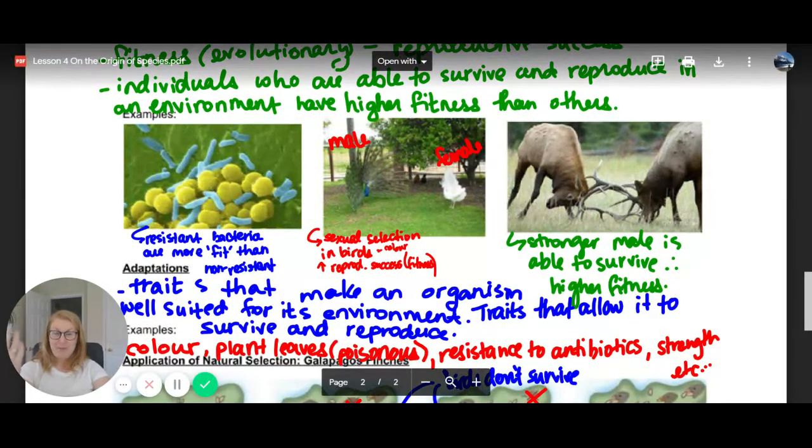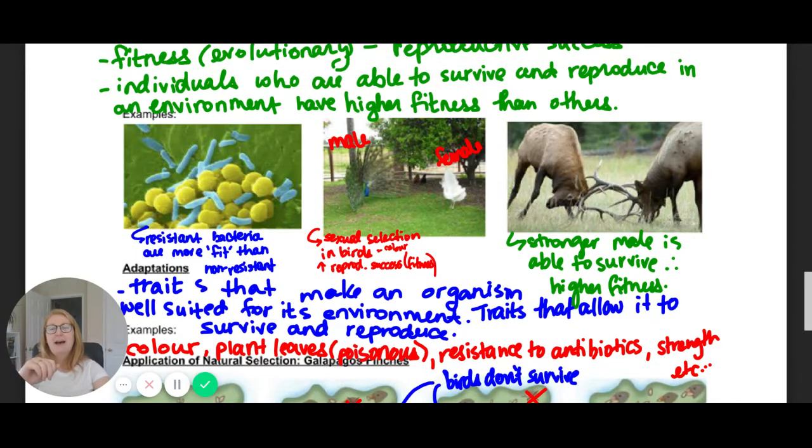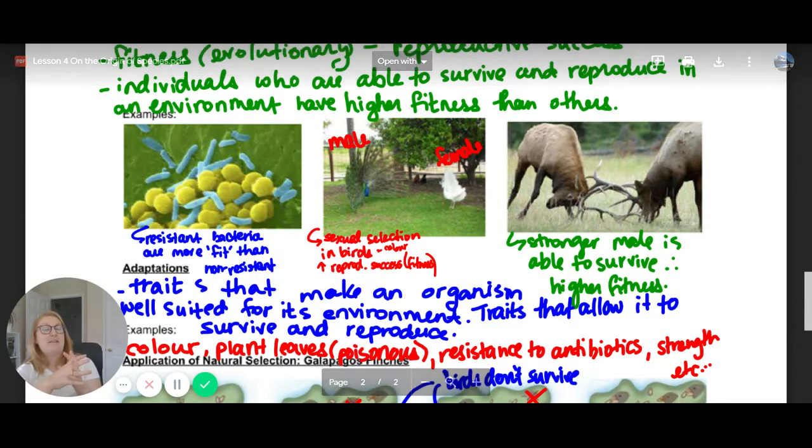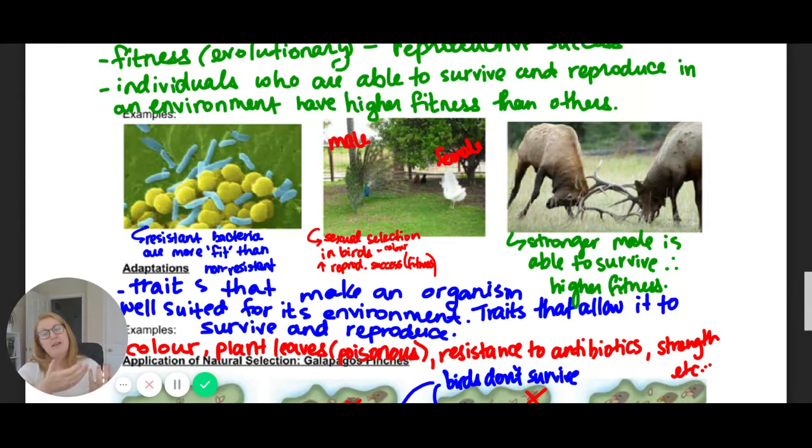So a couple of examples. Here we have our favorite example that we've talked about many times, which is bacteria. Antibiotic resistant bacteria, the ones that are resistant to treatment with antibiotics, are more fit than the non-resistant ones. We talked about previously that the ones that are not resistant to antibiotics will get killed off and are not able to reproduce. The resistant bacteria, though, as we've talked about, can become very dangerous. They can reproduce really, really fast and continue growing their own population.